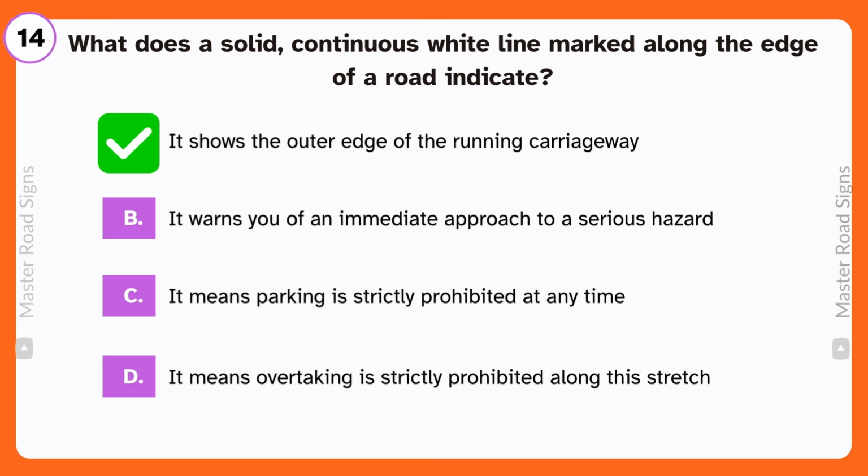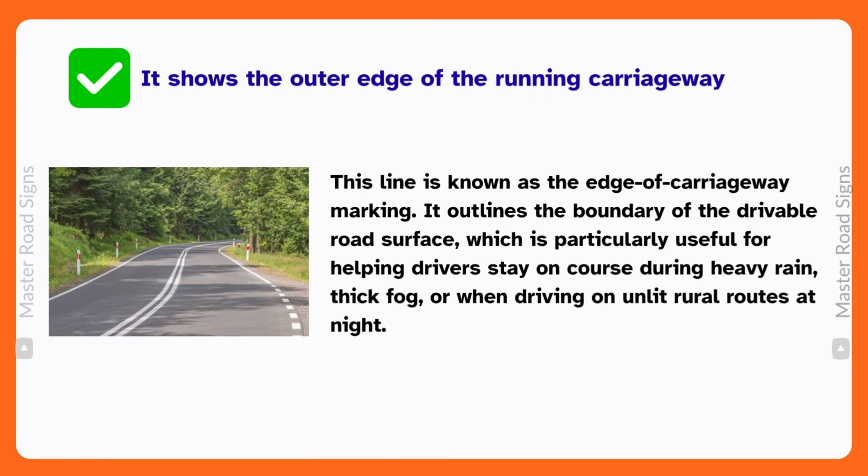Correct answer is option A, it shows the outer edge of the running carriageway. This line is known as the edge of carriageway marking. It outlines the boundary of the drivable road surface, which is particularly useful for helping drivers stay on course during heavy rain, thick fog, or when driving on unlit rural routes at night.